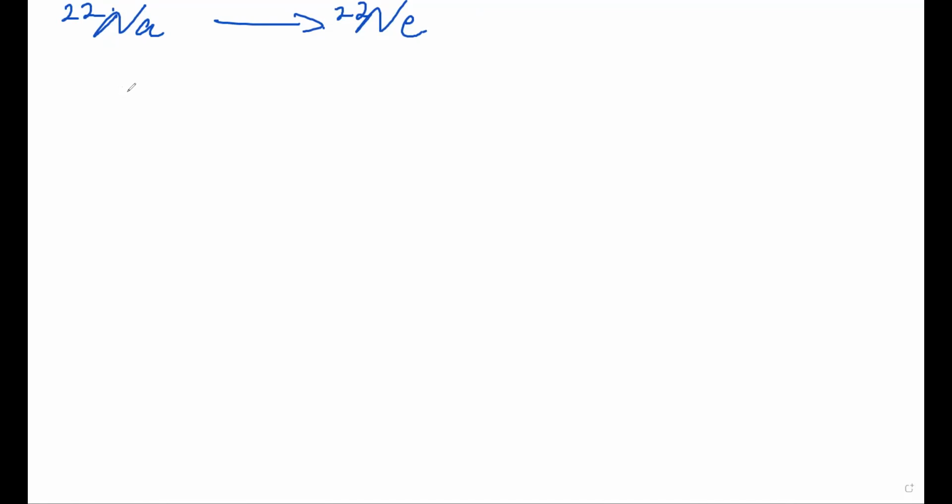Yes, ma'am. So it is a beta negative decay. You think it's a beta negative decay? Okay. What else? And in this decay, a spin 3 nuclei is turned into a spin 0 nuclei. So delta I would be equal to 3, and there is no change in parity.